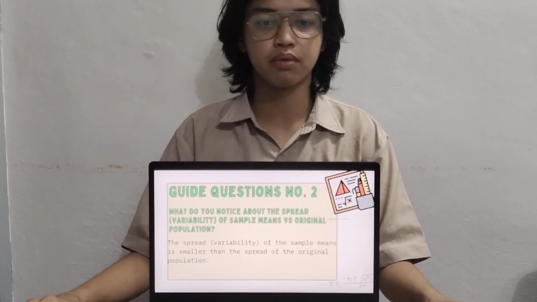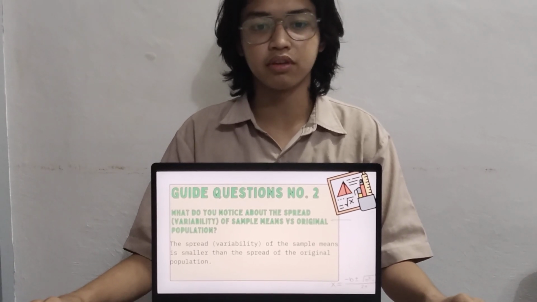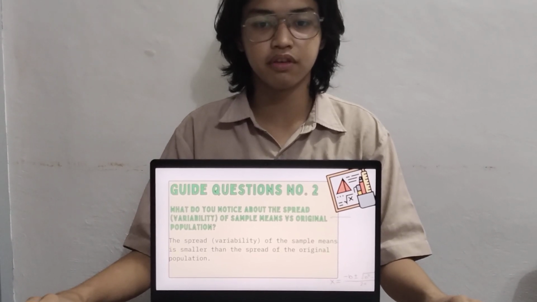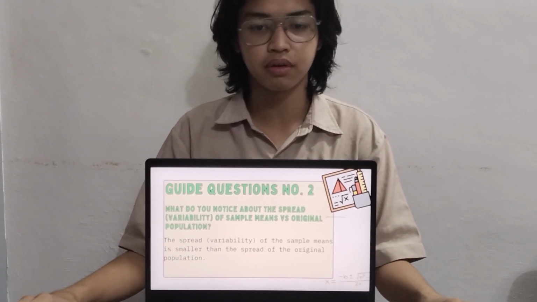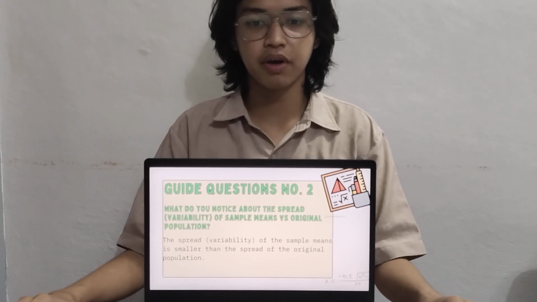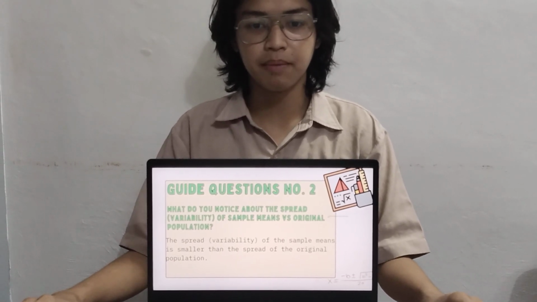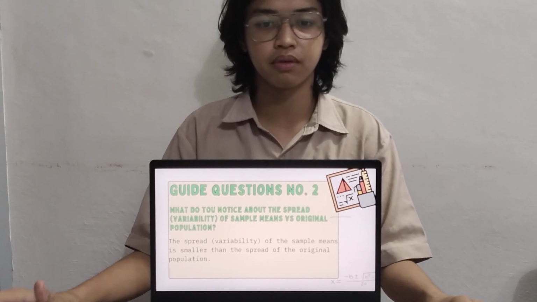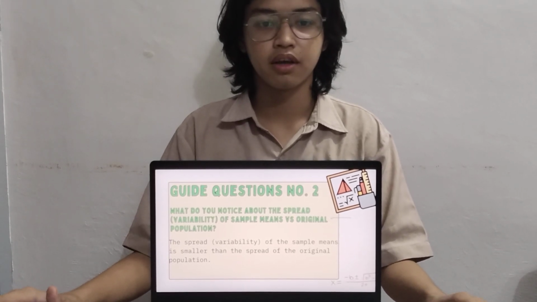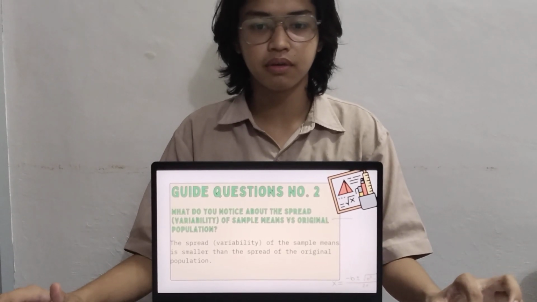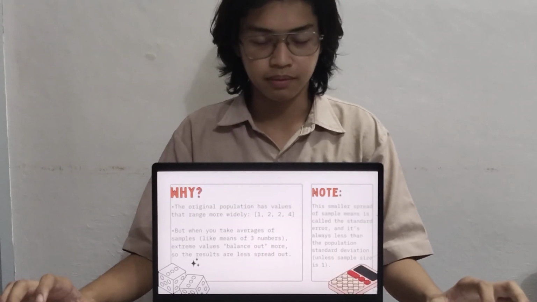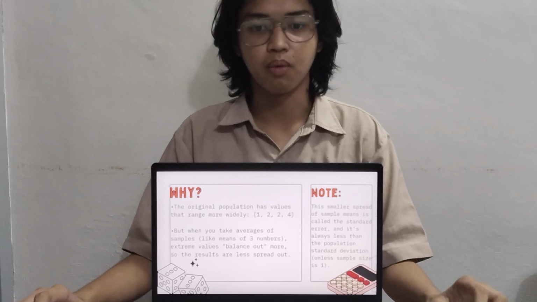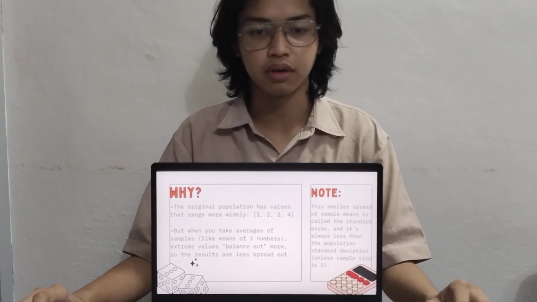Guide question number 2. What do you notice about the spread or variability of the sample means versus the original population? The spread of the sample means is smaller than the spread of the original population. Why? The original population has values that range more widely: 1, 2, 2, and 4.